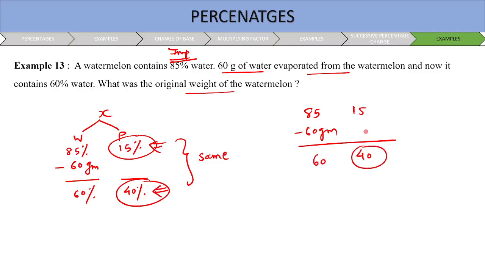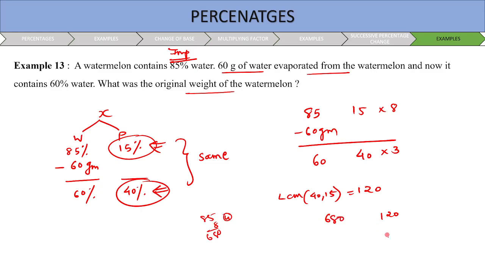Now your initial task is to make these values the same. How will you do it? You will take their LCM. The LCM of 40 and 15 is nothing but 120. So you will multiply this by 3 and you will multiply this value by 8. So you will get 120, and 85 into 8 will be 680, and this is 120, and 60 into 3 is 180. So this 680 and 120 is your original weight.